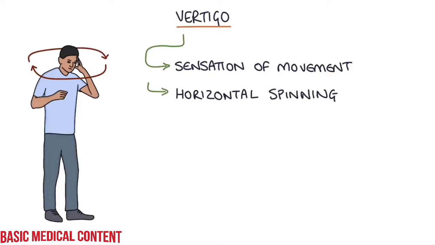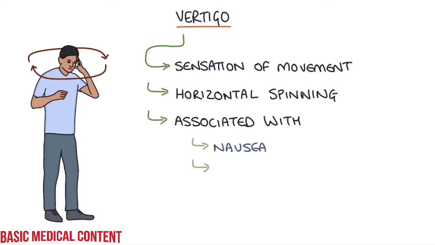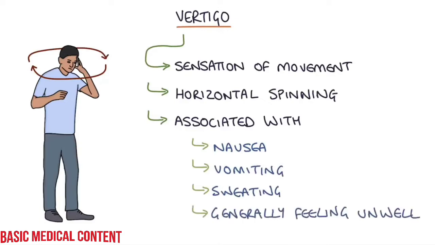sensation, similar to the sensation you'd get when spinning on a swing and then abruptly stopping and the environment continues to feel like it's moving around you. Vertigo is often associated with nausea, vomiting, maybe a sweating sensation, and generally feeling unwell.